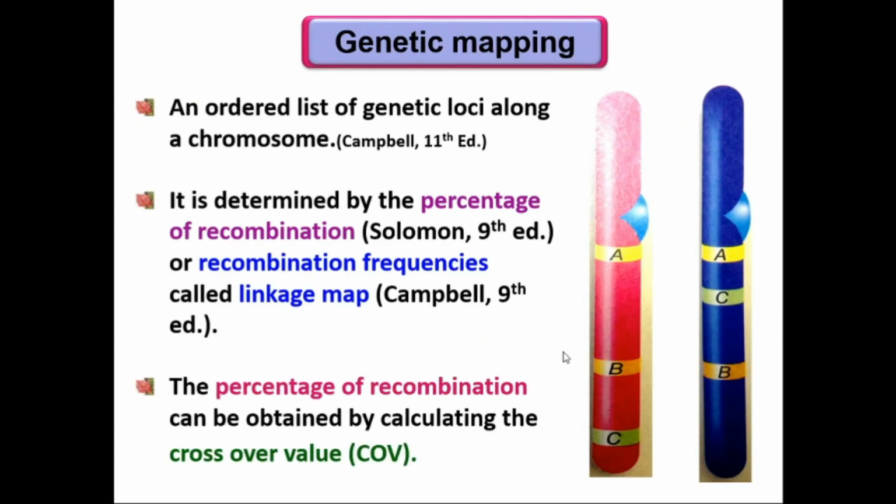Genetic mapping is the ordered list of genetic loci along a chromosome. It is determined by the percentage of recombination, or the recombination frequencies, which we call the linkage map. This is according to Campbell. The percentage of recombination can be obtained by calculating what we call the crossover value, or simplified as COV.